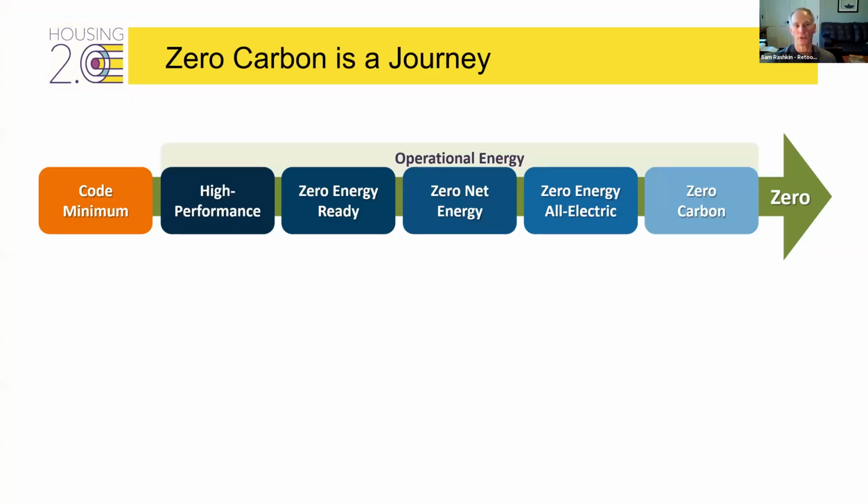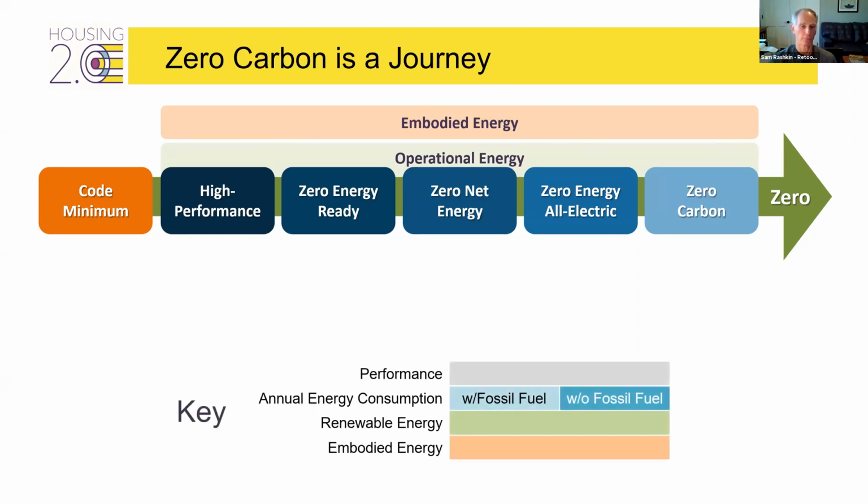And the path is from code minimum to high performance to zero ready, to zero net energy, to zero energy that's all electric, to zero carbon. And that will all address your operational energy. And anywhere along that way, you want to start reducing carbon, concrete, steel, some of the foam products in your homes to reduce the embodied carbon. That is a great option for you as well. But it's a path for how we get there.